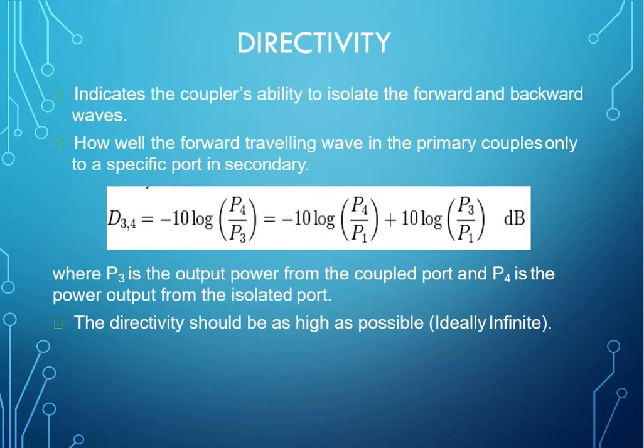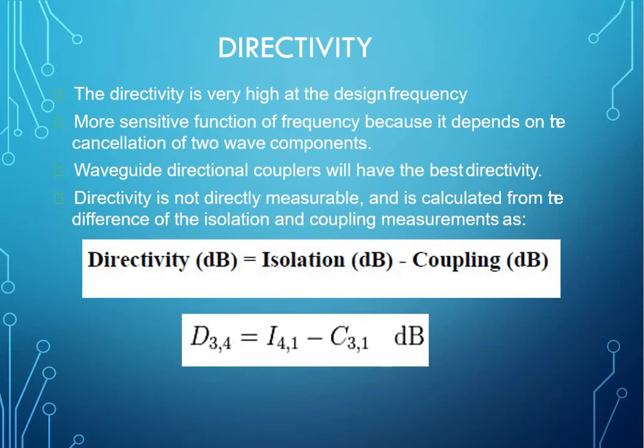Now comes the directivity. Directivity of a directional coupler is defined as the ratio of forward power to the backward power. The coupling factor is a measure of how much the incident power is being sampled, while the directivity is a measure of how well the directional coupler distinguishes between the forward and reverse traveling waves. Directivity should always be as high as possible. As we discussed, directivity is equal to isolation minus coupling. Directivity is very high at the design frequency and is a more sensitive function of frequency because it depends on the cancellation of two wave components.